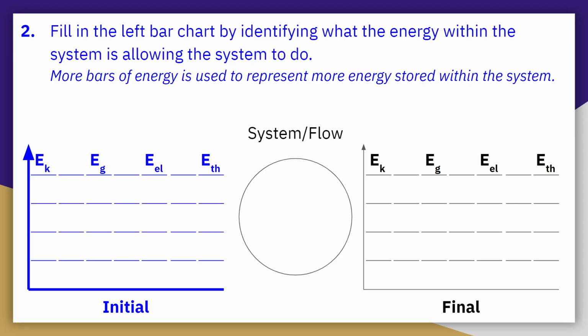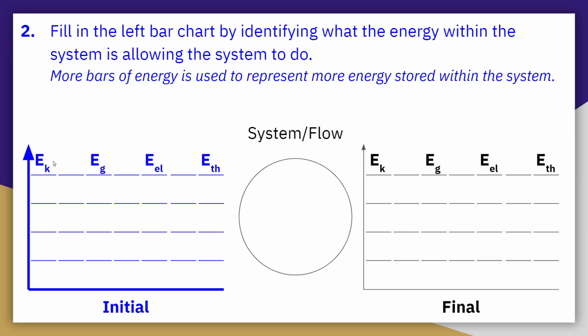So fill in the left bar chart by identifying what the energy within the system is allowing that system to do. And then the more of that energy we think is stored within that specific type, represent with more bars of energy. Because really, while we do have discrete bars here for the different energy storage types, the y-axis would correspond with the total amount of energy we're thinking corresponds with that energy storage type. So go through and construct it.